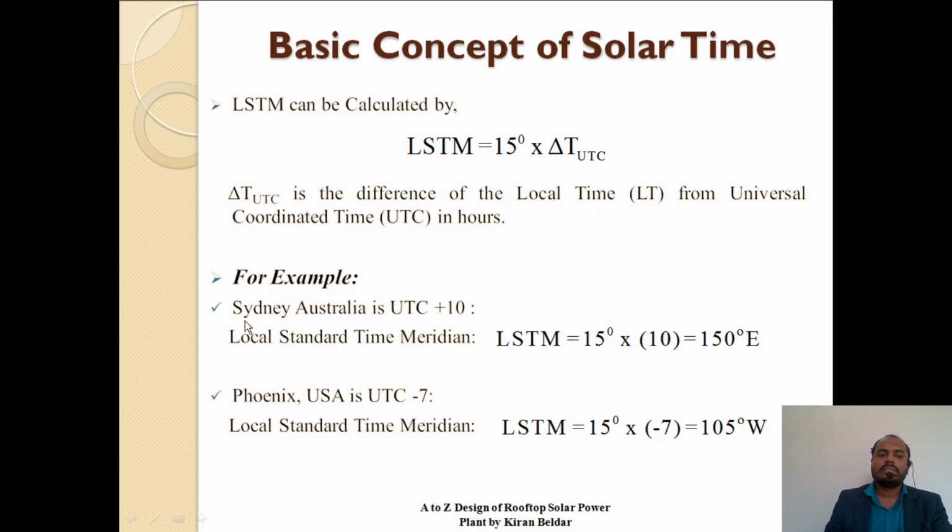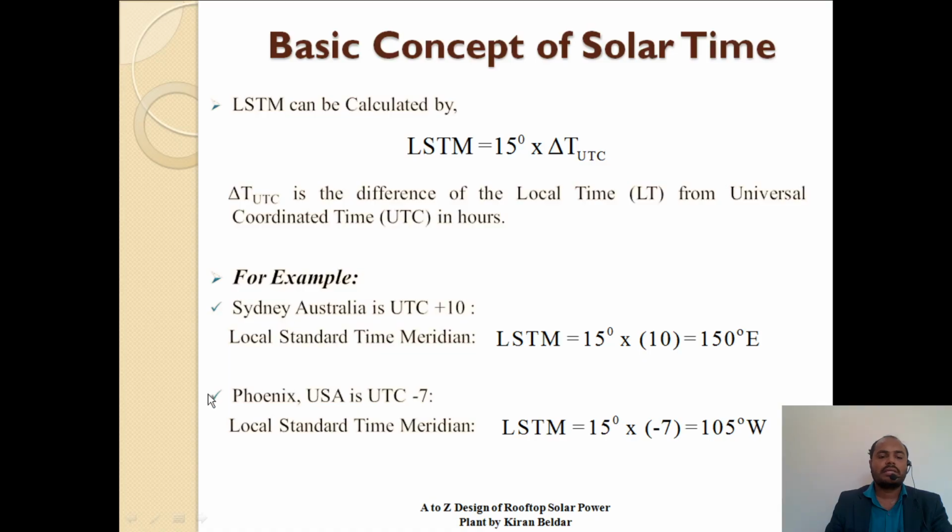For example, Sydney, Australia has UTC plus 10. So we can calculate the local standard time meridian as 15 degrees multiplied by 10. It is a plus, so it is plus 10. So we get a value of 150 degrees east. If the value is positive, it means it is east of the prime meridian line. If the value is negative, it means it is west of the prime meridian line.